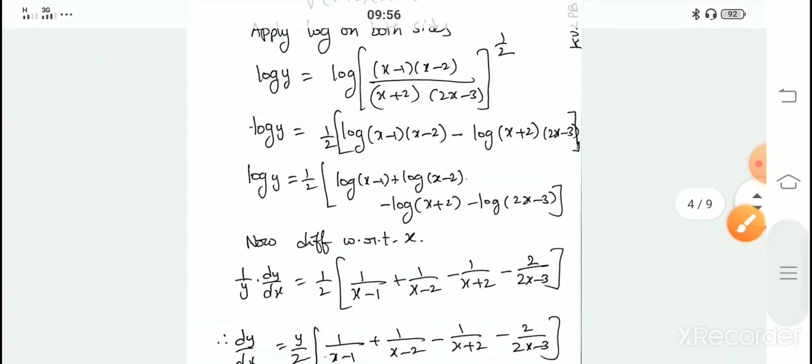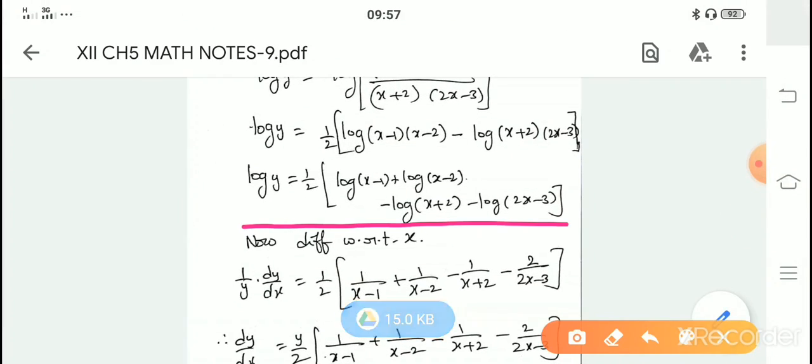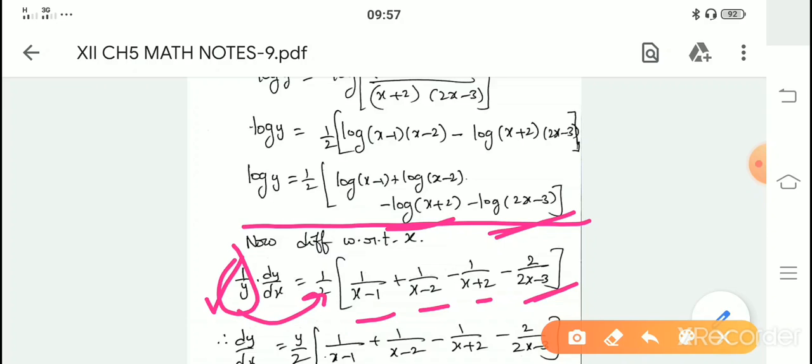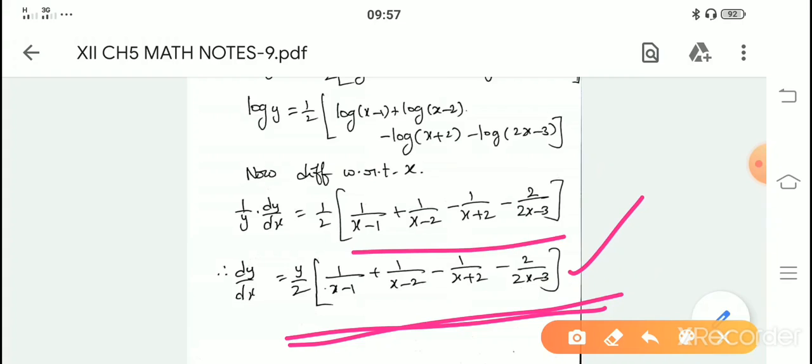Now easily it will come. See, you differentiate this one. Log y derivative is 1 by y dy by dx, into log x minus 1 derivative 1 by x minus 1, log x minus 2 derivative 1 by x minus 2, log x plus 2 derivative minus 1 by x plus 2, minus log 2x minus 3 derivative is minus 2 by 2x minus 3. Hope you understand. Then this 1 by y you send to this side. So, y by 2 into that given, whatever we got.